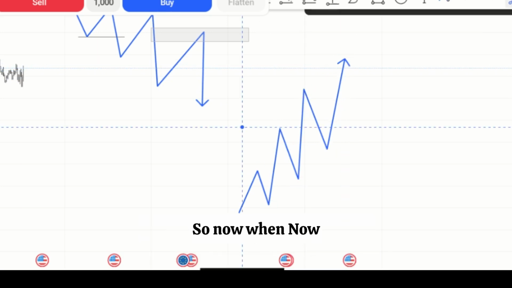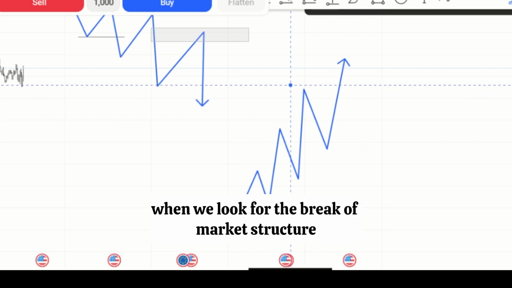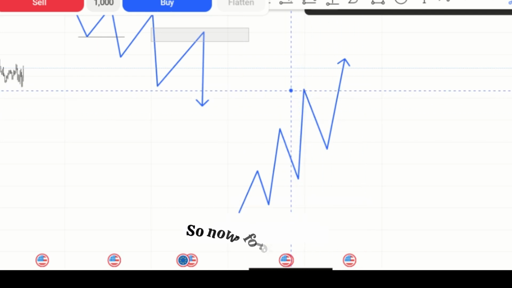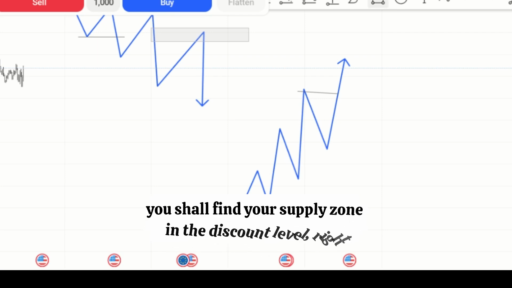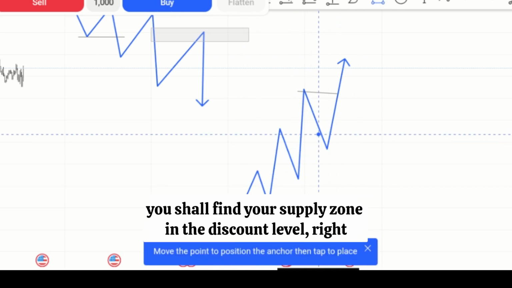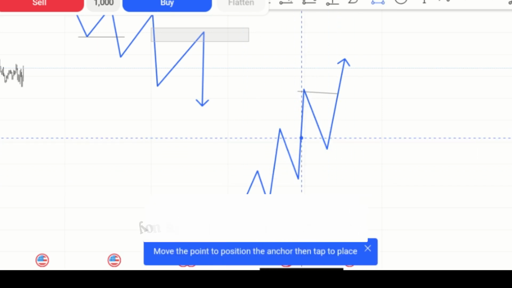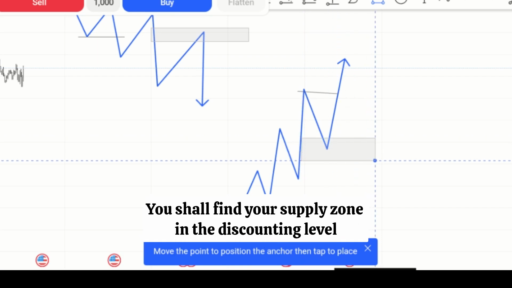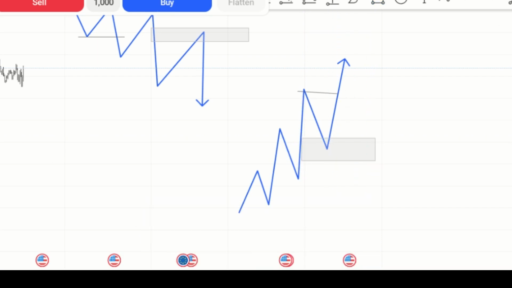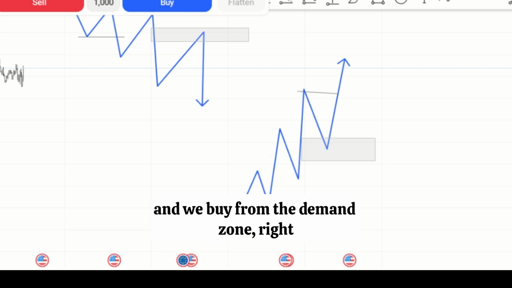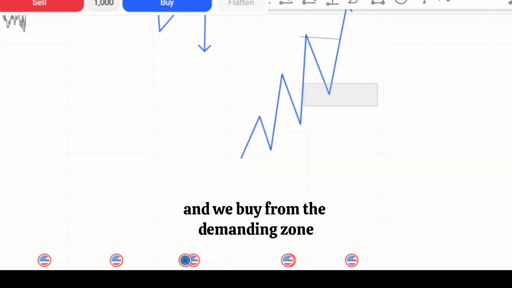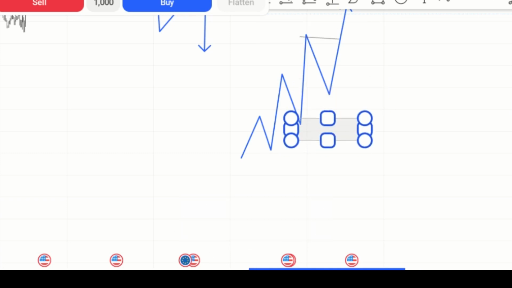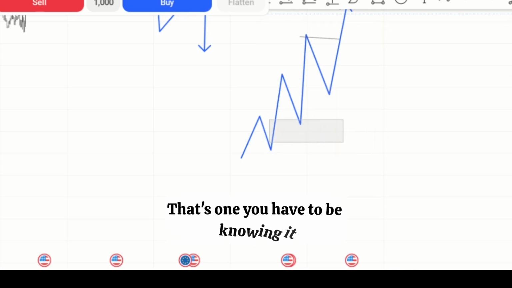Now when we look for the break of market structure on our chart, for example, if this is our break of market structure to the upside, you shall find your supply zone in the discount level. We sell from the supply zone and we buy from the demand zone. That's one thing you have to know.